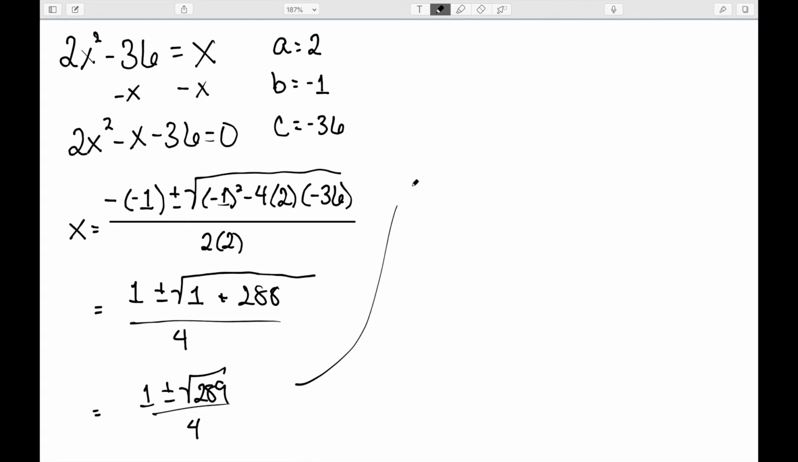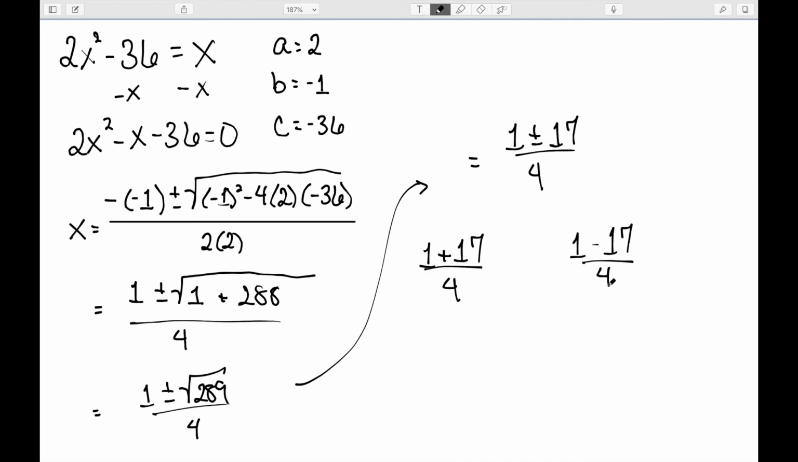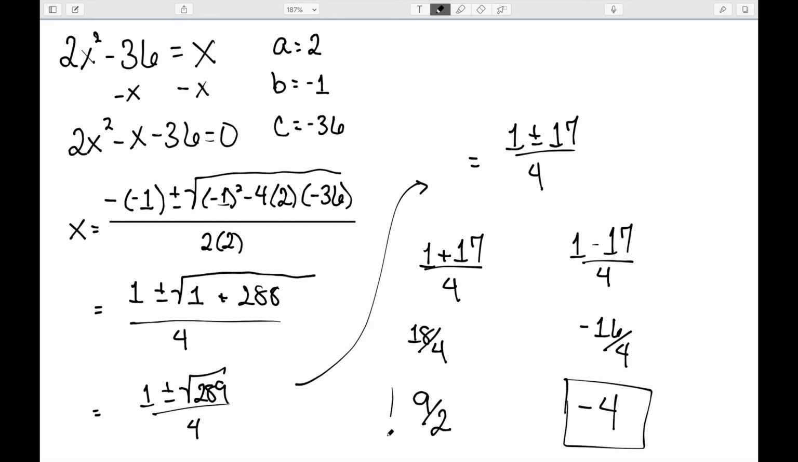Well, we can keep going. The square root of 289 is actually 17. So now I have two solutions, 1 plus 17 over 4 and 1 minus 17 over 4. 1 plus 17 is 18, and 18 over 4 will reduce to 9 over 2. 1 minus 17 is negative 16 over 4, which reduces to negative 4. So in this case, I have two solutions, 9 over 2 and negative 4.